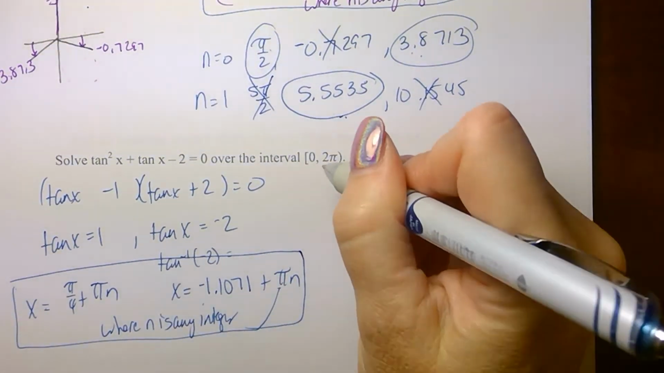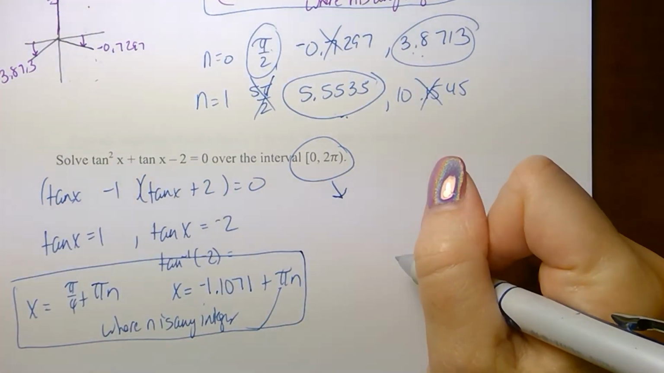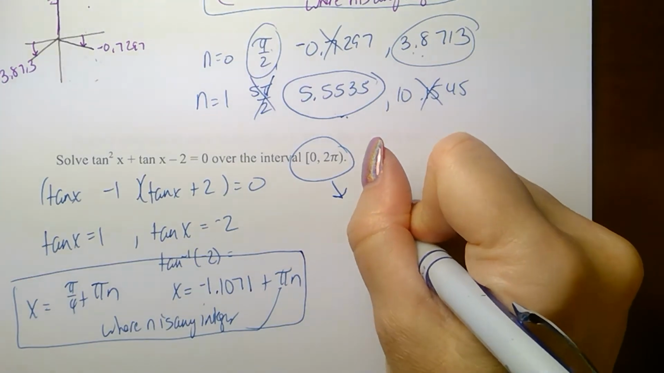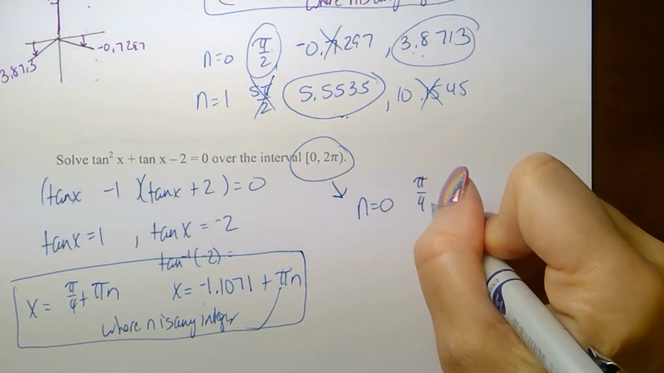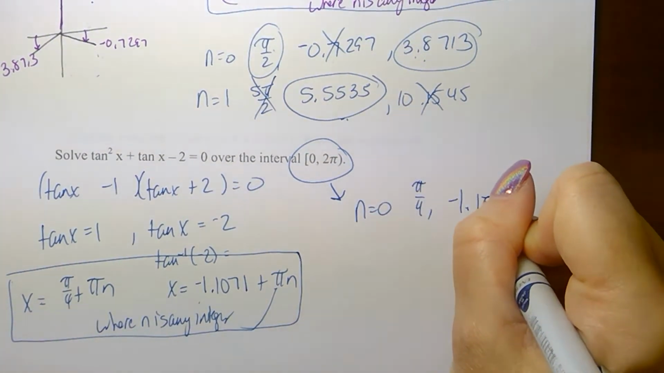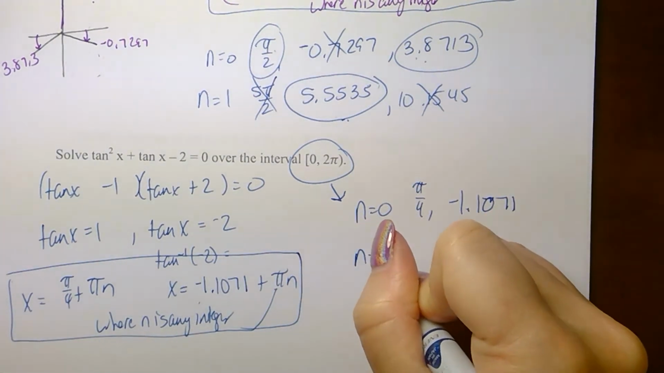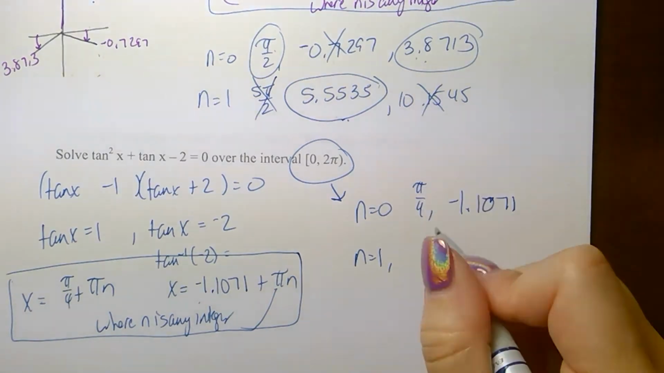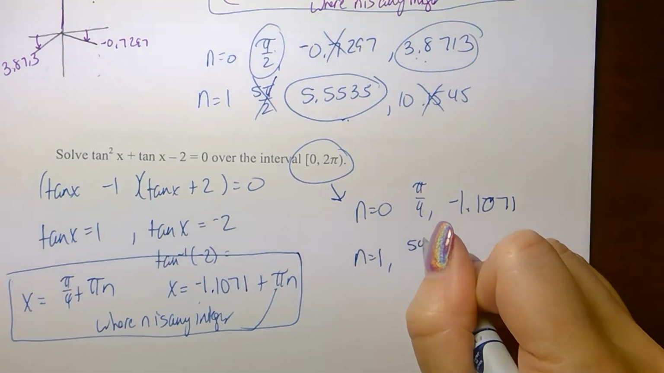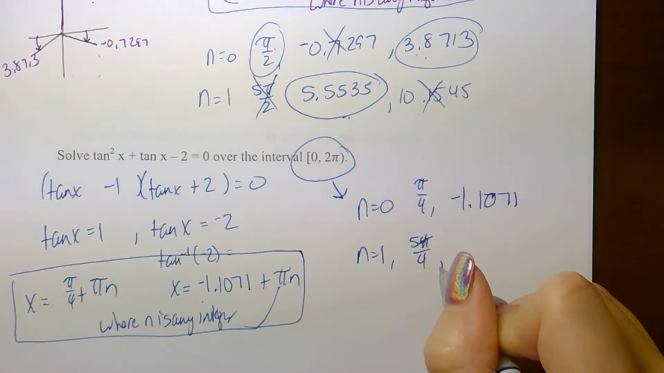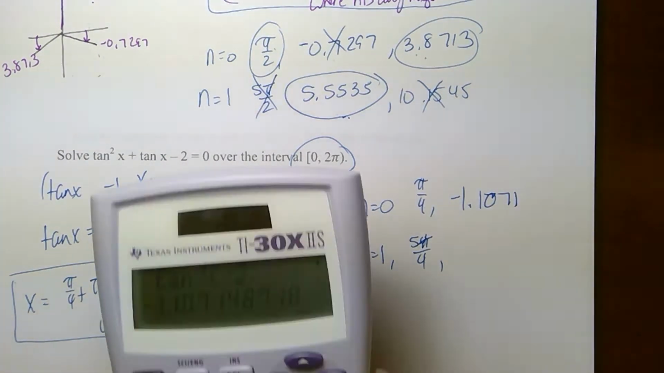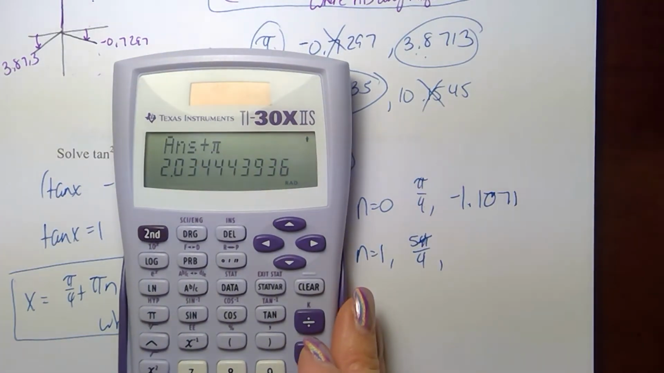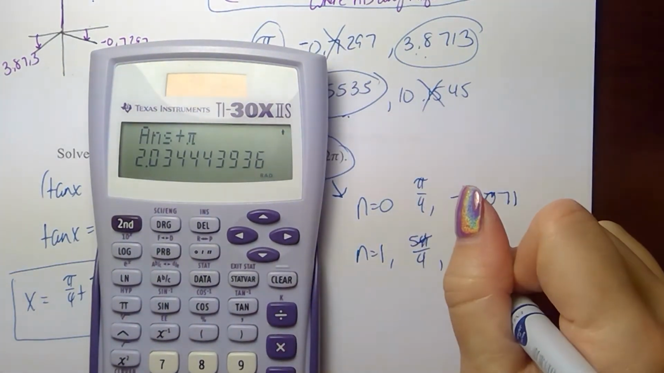Now let's consider just the solutions within my given interval. Well, if n is 0, I've got pi fourth and -1.1071. If n is 1, then I'm going to add pi to each of those. Pi fourth plus 4 pi fourths is 5 pi fourths. If I start with this value and I add pi, I get to 2.03444.